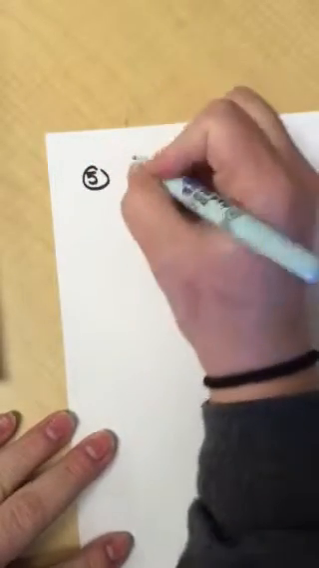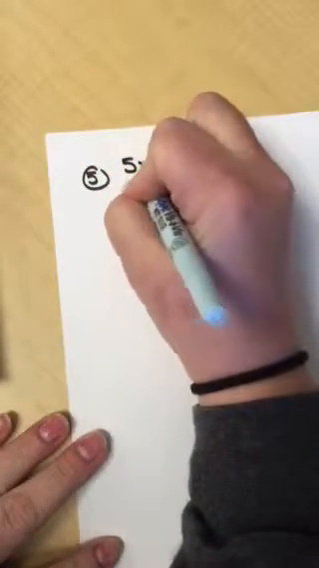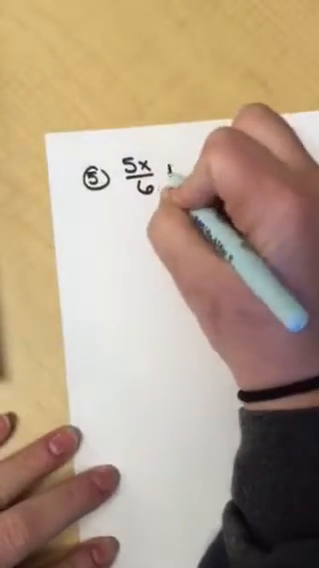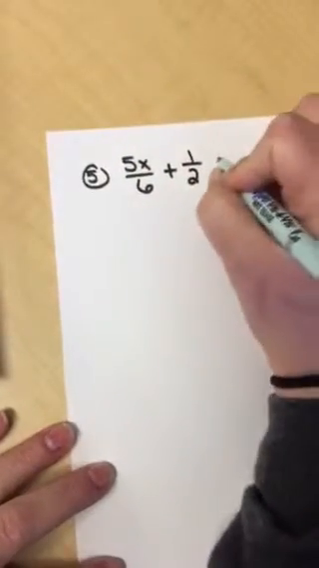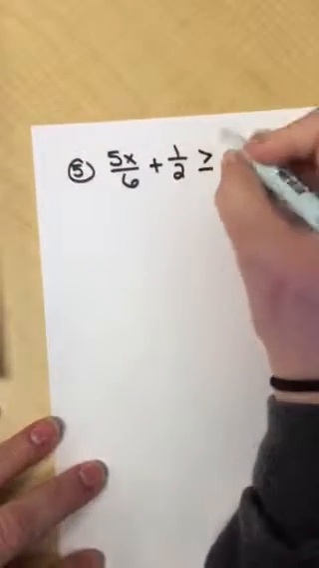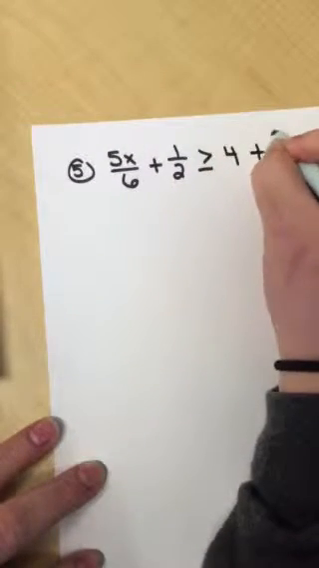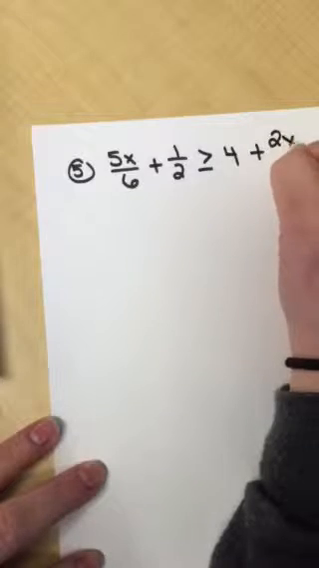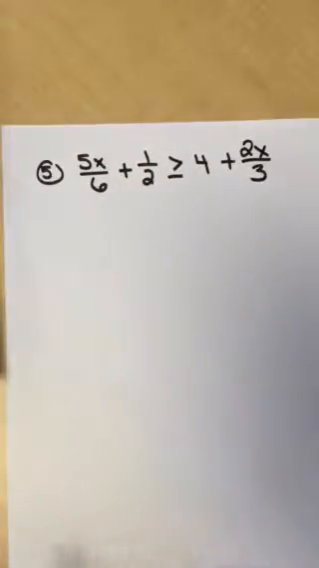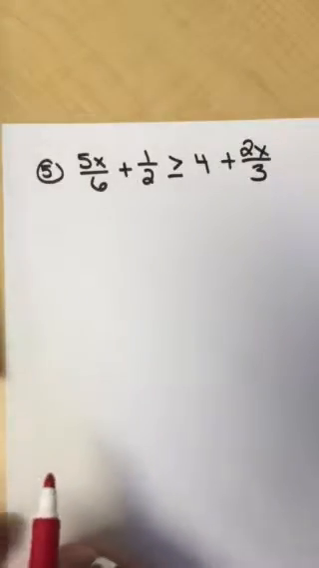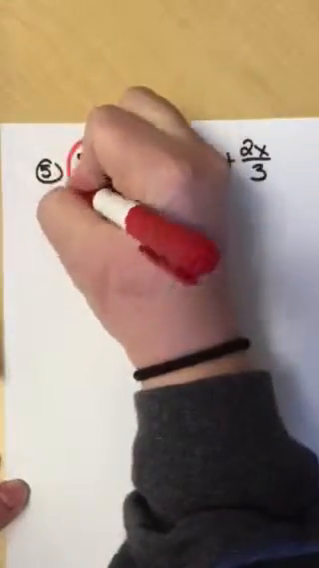Example 5. I have 5x over 6 plus 1 over 2, or 1/2, is bigger than or equal to 4 plus 2x over 3. Okay, there are lots of ways to do this problem, but I'm just going to make an educated guess about what would be the easiest way for you to do it. I think the easiest way would be to multiply everything, both sides of the equation, by a number so the fractions go away.